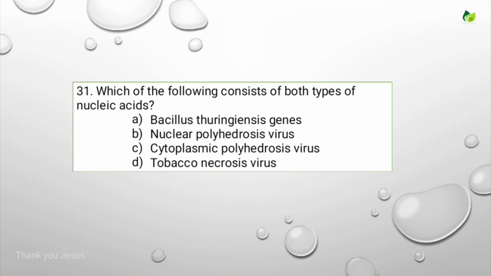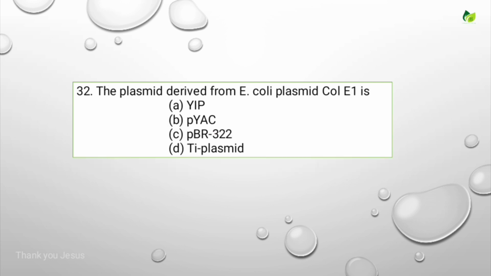Which of the following consists of both types of nucleic acids? Options are Bacillus thuringiensis genes, nuclear polyhedrosis virus, cytoplasmic polyhedrosis virus, tobacco necrosis virus. So, nuclear polyhedrosis virus consists of both types of nucleic acids. Let's see the next question. The plasmid were derived from E. coli.